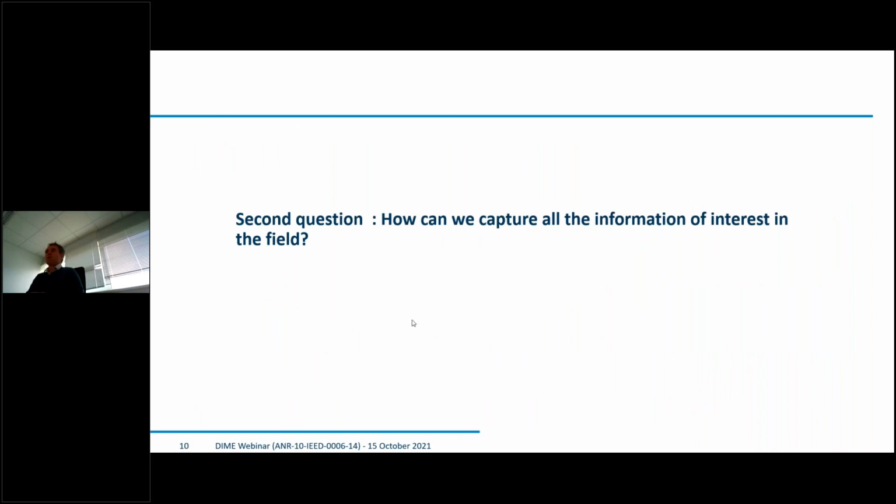So the second question is how we can capture this information of interest in the field. It means you need to know the properties of the wave in terms of crest elevation, the crest velocity c, and of course the presence or not of a vertical front, which is characterized by the curling factors that I presented in the equation at the beginning of the talk.